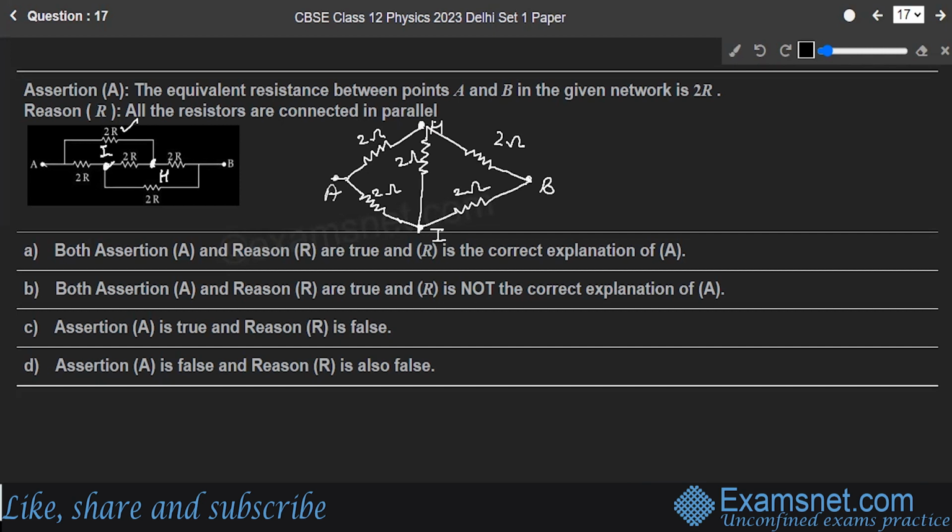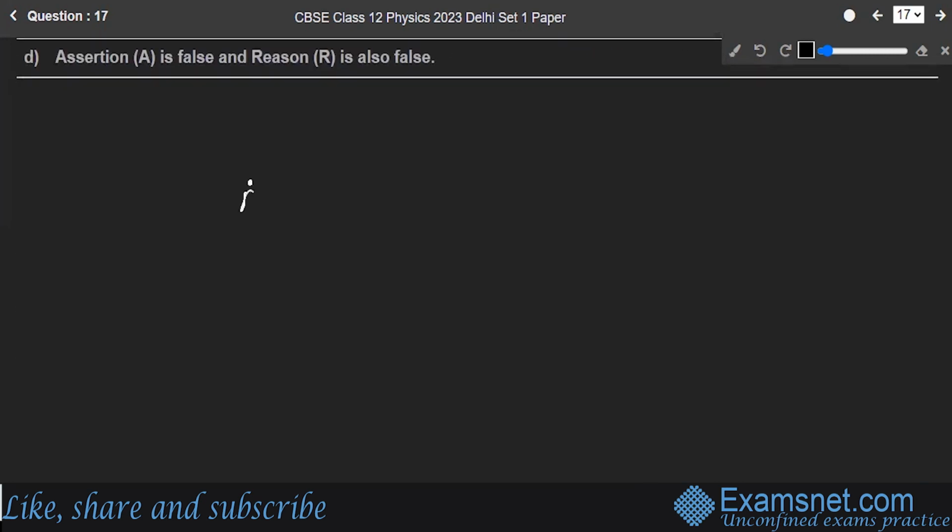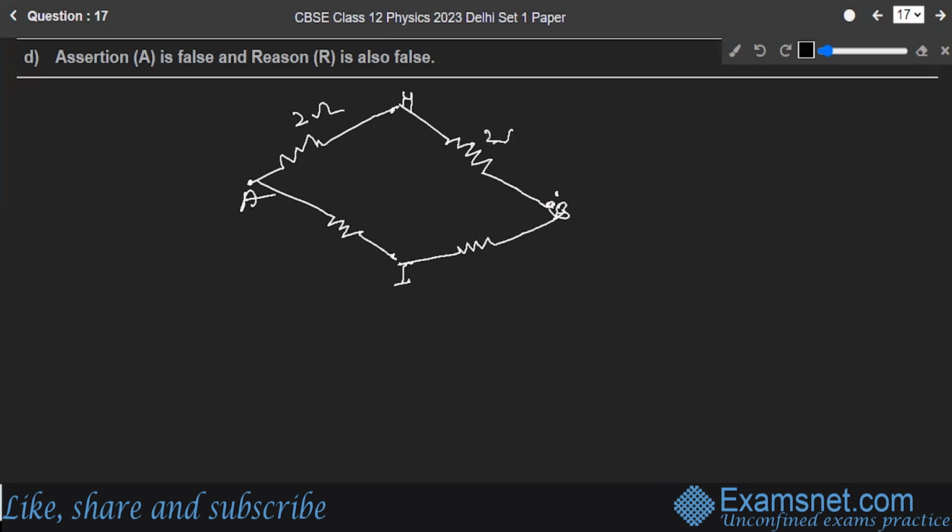See, now what happens? This 2 over 2 is equal to 1, and this 2 over 2 is equal to 1. Since they are equal values, the middle resistor can be neglected. Now the equivalent resistance will be given by this: this is the point A, this is the point B, this is the point H, this is the point I. So each is 2 ohms.